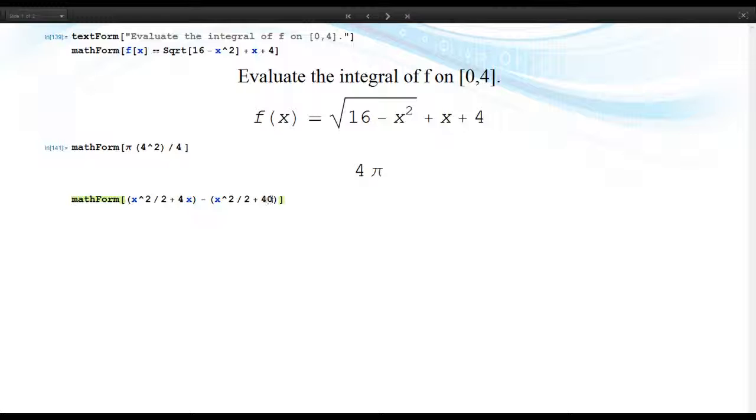So let's do that. Here's times 0 and 0. This will be times 4 and 4 squared. So the area under this curve is 24. And the sum of these two areas is the area under the curve f. So the integral of f on the interval 0 to 4 is going to be 24 plus 4 pi.